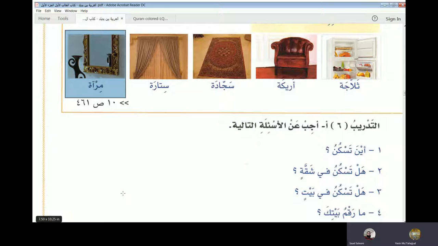Redo. I want to see the mirror. أريد مشاهدة مرآة. Okay, yes. Here it is, the mirror. Here is the mirror. Yes.